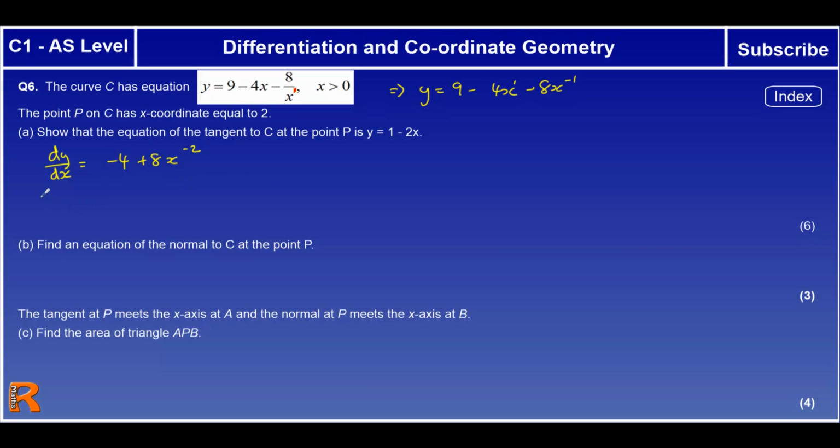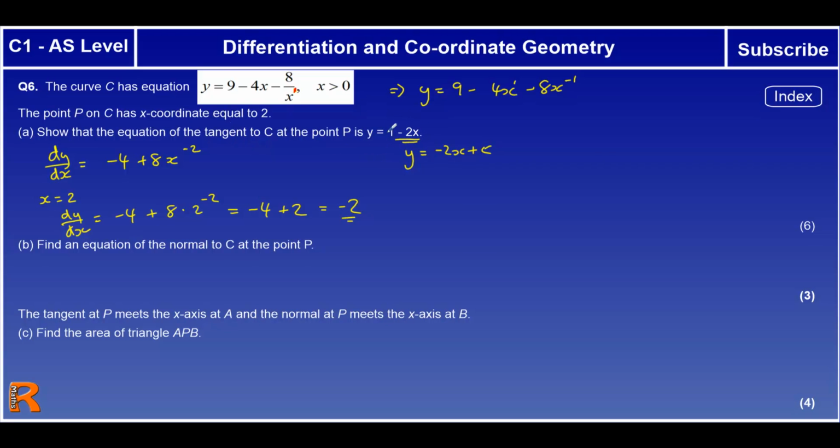So that's the gradient. When x equals 2, dy by dx is going to be minus 4 plus 8 times 2 to the minus 2. 2 squared is 4, so 2 to the minus 2 is 1 over 4, which is a quarter. Times by 8, 8 lots of a quarter is 2. So we've got minus 4 plus 2, which is minus 2. So our equation is y equals minus 2x plus c. Hopefully we can see that we've got this bit already. We've just got to get this number 1. It's always nice for them to give you the answer so you know what you're looking for.